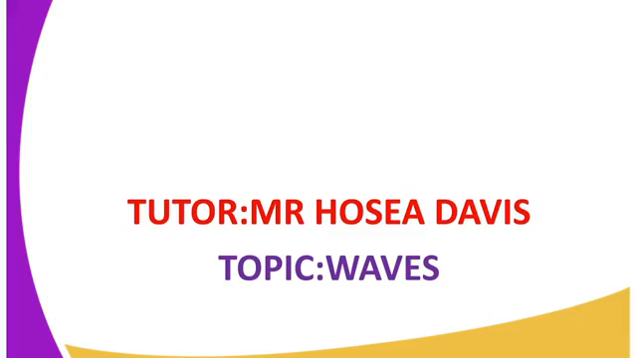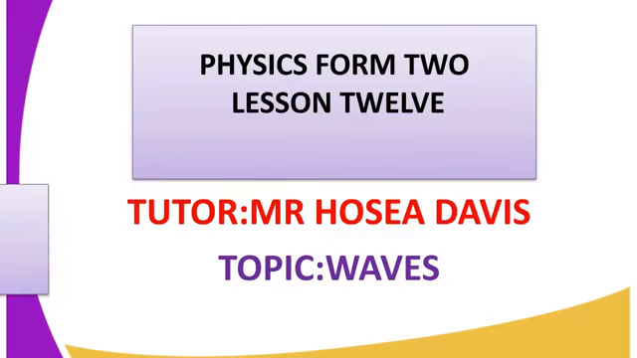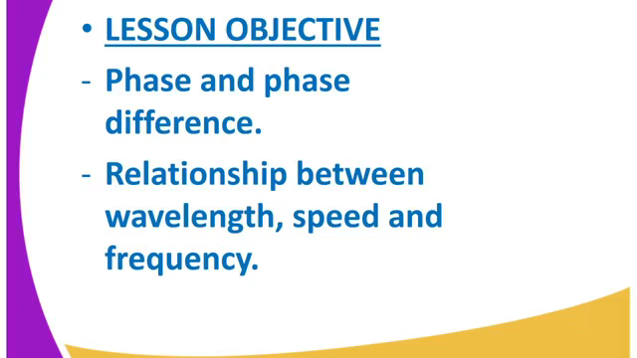We shall look at the following in our objectives. Number one, we shall focus on the phase and the phase difference of a wave. And then we shall look at the relationship between wavelength, speed, velocity and frequency, and the equation that relates wavelength, speed, and frequency of a wave.